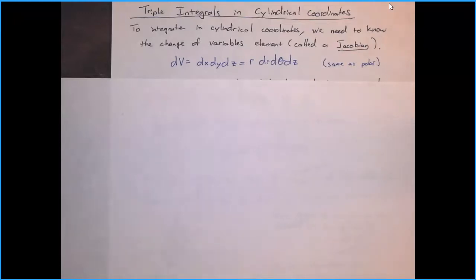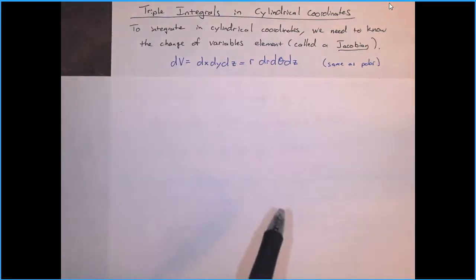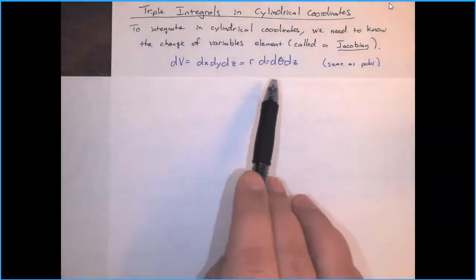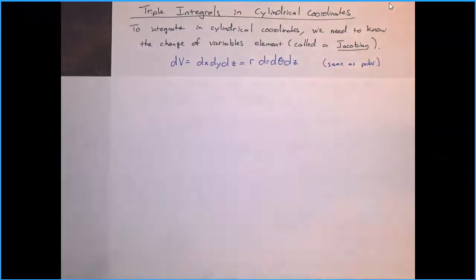Well, dV in Cartesian is just dx dy dz. In cylindrical coordinates, it's r dr d theta dz, where r is exactly the same as it was in polar. I'm not going to go through the derivation of this. It's similar to what we did in polar coordinates, just now we're talking about volumes instead of areas.